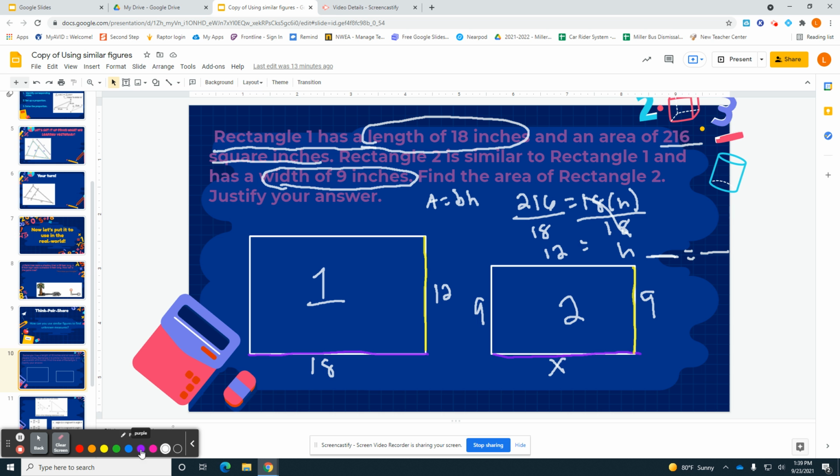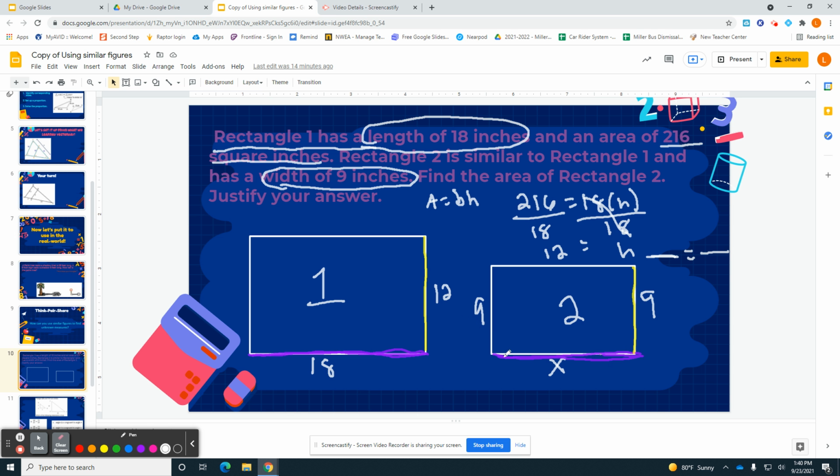Then I color coded my corresponding side. So if this side is purple, then the side along the bottom is also going to be purple on this side. I color coded this one yellow. If this side is 9, this side is also going to be 9. So I color coded this one yellow to match with my corresponding sides.